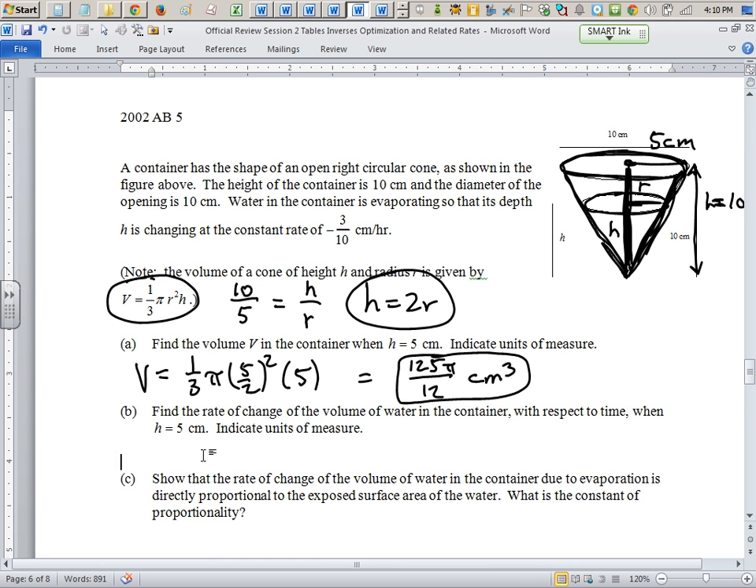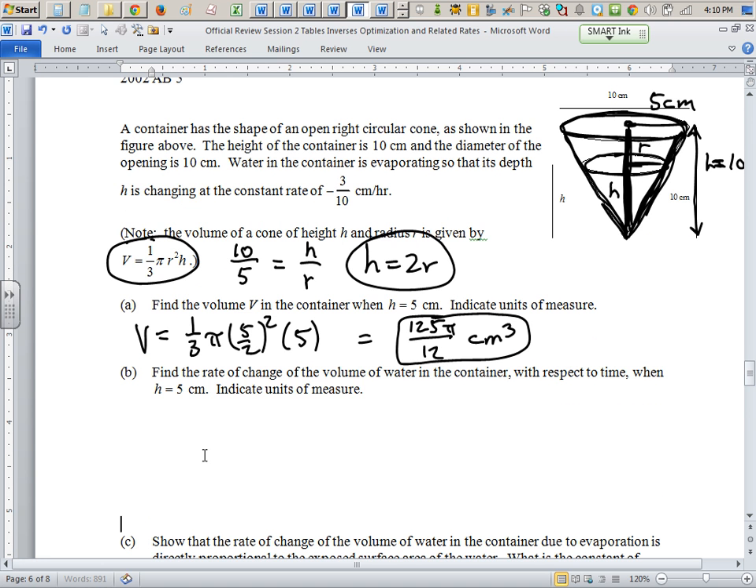Let's go to Part B. Find the rate of change of the volume of the water in the container. Actually, this is kind of a best case scenario. You're actually looking for dV/dt. That's what this means. Find the rate of change of volume. So you're looking for dV/dt. I've seen much worse problems where they give you dV/dt and ask for something else. Okay?